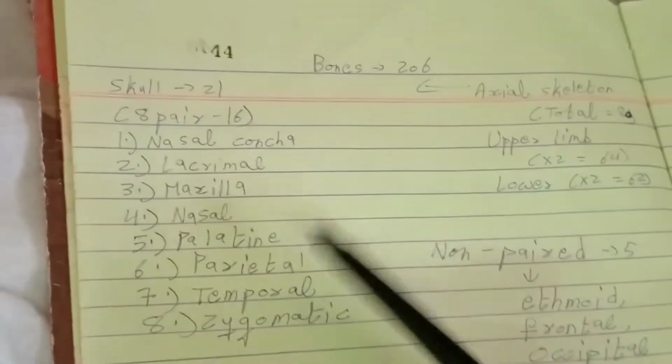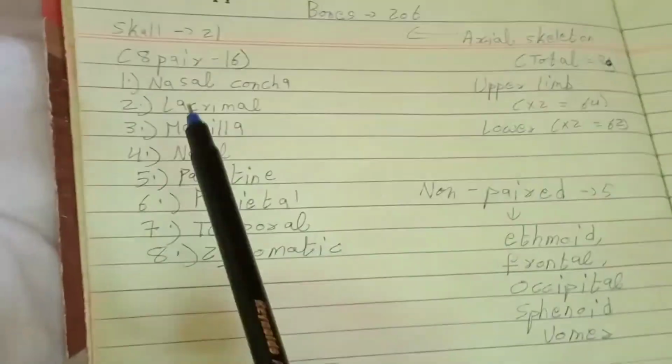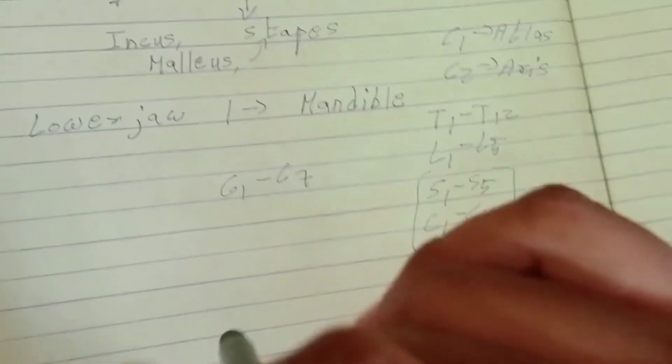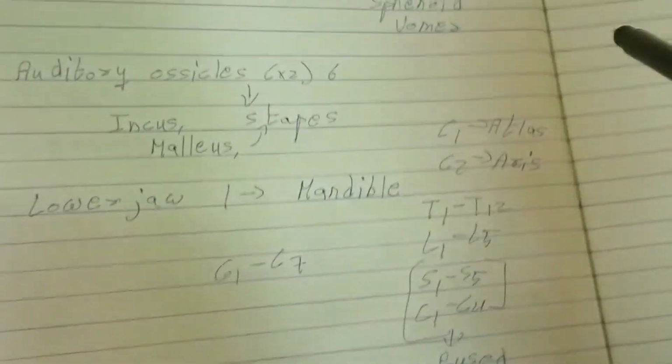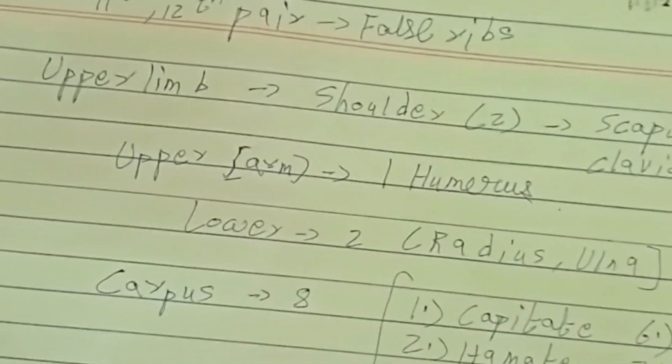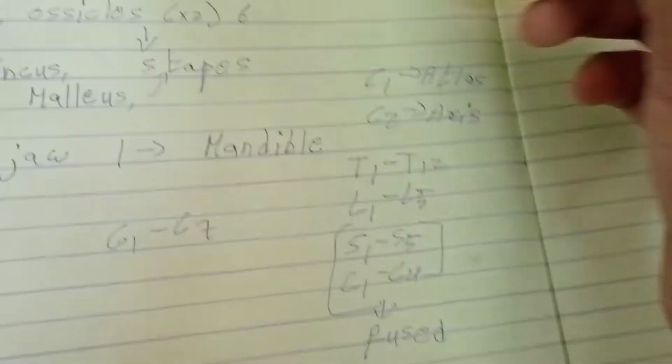Now these are the axial skeleton bones: the skull, with paired and non-paired bones, the auditory ossicles, the lower jaw, and the complete vertebral column bones. The 11th and 12th pair of ribs are also called the floating ribs. So this is the information on the 11th and 12th pair.